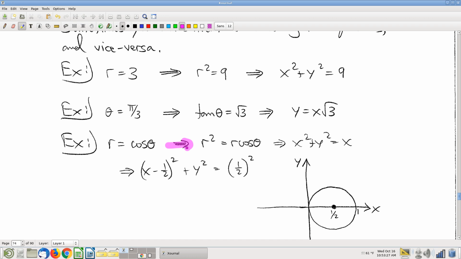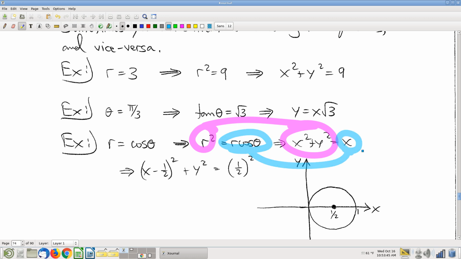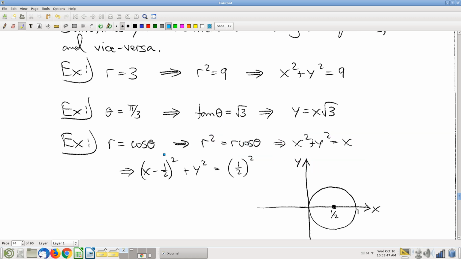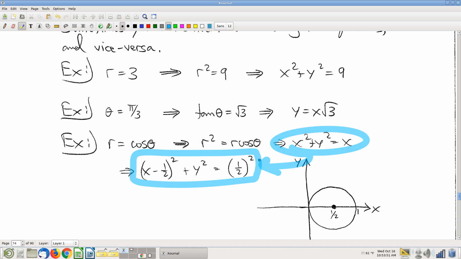I think, oh gosh, if I want to go the other way in this algebra, I'd have to divide by r. What if r is equal to 0? We're going to have to worry about something might go wrong when r equals 0. We'll worry about that later. But anyway, multiply both sides by r, and then notice that r squared is x squared plus y squared. r cosine theta is x, and everything has worked out just fine and dandy. This, by the way, complete the square, and you get a circle.